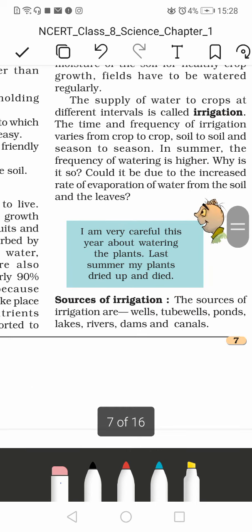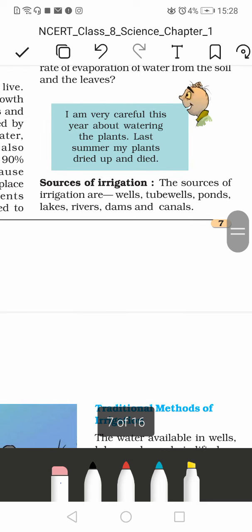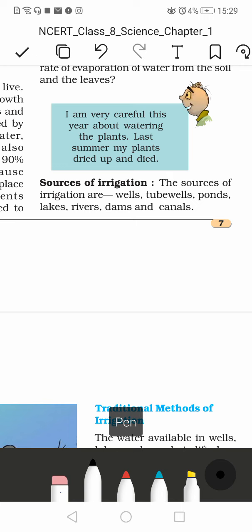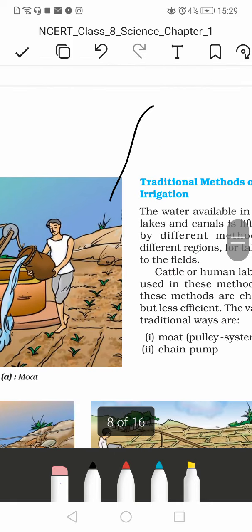Okay, let's move on to the sources of irrigation. Now remember this, these are examples of sources of irrigation. The sources of irrigation are wells, tube wells, ponds, lakes, rivers, dams, and canals. So we have this knowledge from before. Those are sources where you can give water to your plants, to your crop. Okay, let's continue.